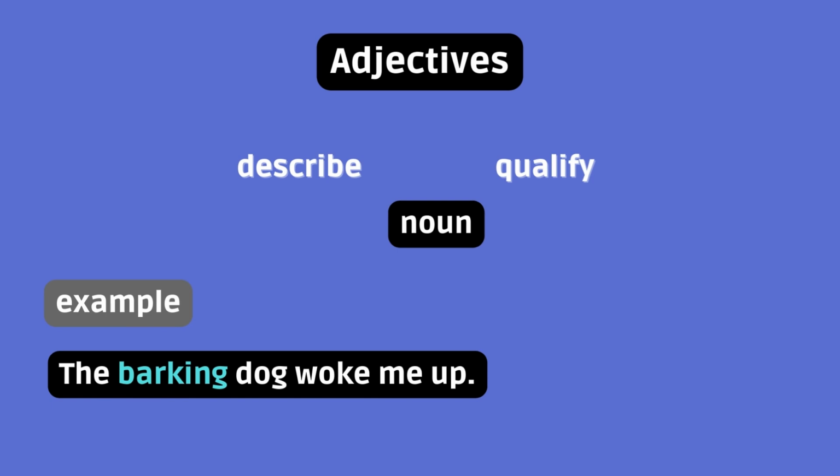Obviously, barking is the only word ending in ing in the sentence. However, it's not the verb. That's woke up. Barking describes the noun dog. The dog could be brown, cute, sleepy, or loud, but in this case, barking is how it's being described here.